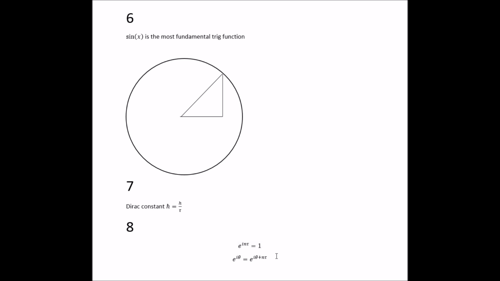So this is my defense of tau on tau day. Tau is definitely less arbitrary and a lot more elegant than pi. It's definitely the circle constant of choice.